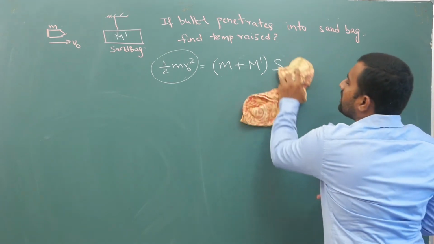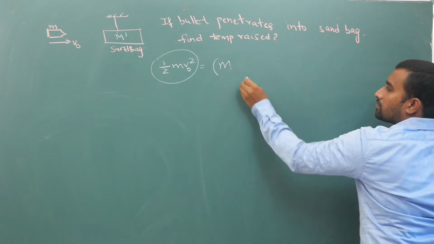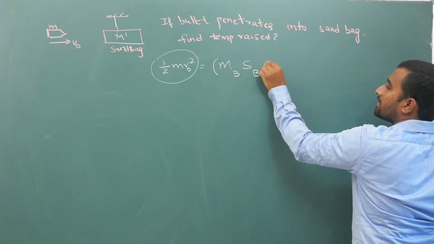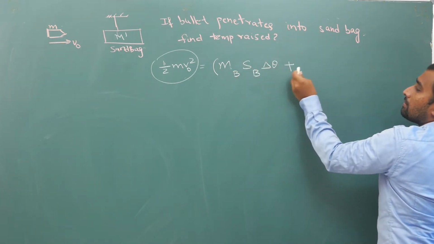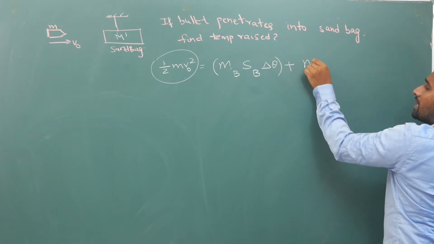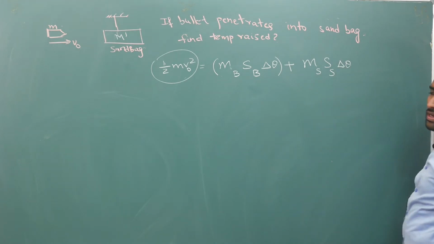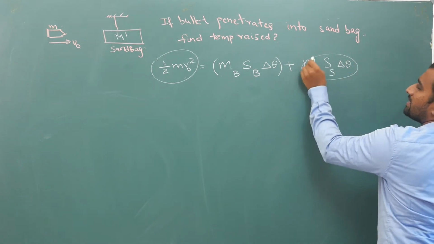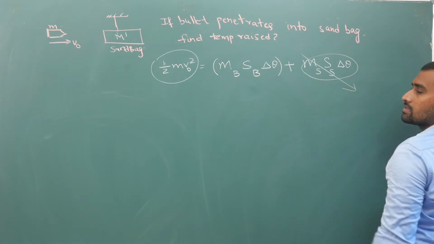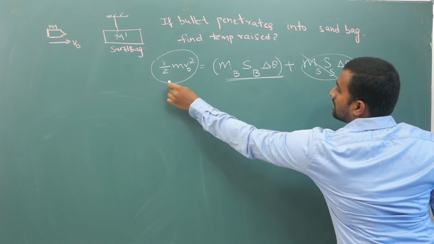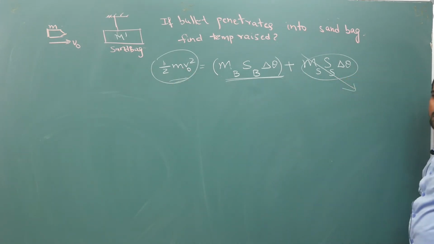But if it is not the case, then you have to write mass of bullet into specific heat of bullet into delta theta plus mass of sandbag into specific heat of sandbag into delta theta. Now if nothing is mentioned about the sandbag details, you neglect this. Then directly equate these two, and get the answer depending upon what is asked in the question.